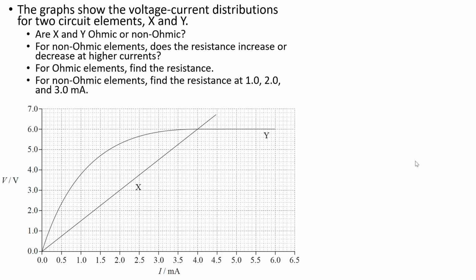So it starts out with a really high resistance, then a low resistance. So let's do an example. The graphs show the voltage current distributions for two circuit elements, X and Y. Are X and Y ohmic or non-ohmic? Well, let's just do them one at a time.